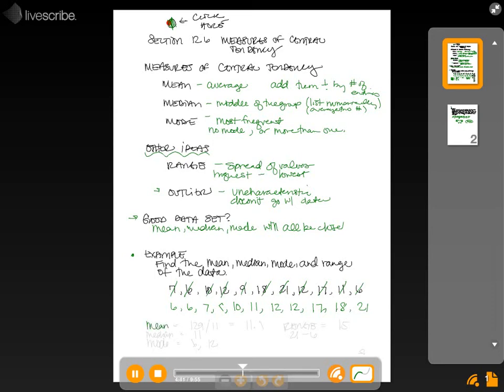Let's start with the mean, though. Again, to find the mean, we add everything together, and then we divide by the total number of values there are. We have 11 values in here, so we're going to add everything together. 6 plus 6 plus 7, 9 plus 10 plus 11 plus 12 plus 12 plus 17 plus 18 plus 21. When we do that, we get a value of 129. We're going to divide that by 11 because there are 11 values. We're going to round our answer to the 10th place, 1 decimal place, so we get 11.7. That would be the mean, the average of our data. The median is the middle number.